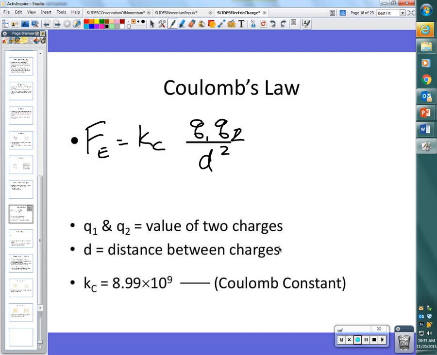An inverse relationship. But there's something special about this inverse relationship. What are we doing to distance in this equation? Squaring it. So let's say you charge up the rubber rod with the rabbit fur and you hold it 1 inch away from the stream of water, and it will bend a certain amount.